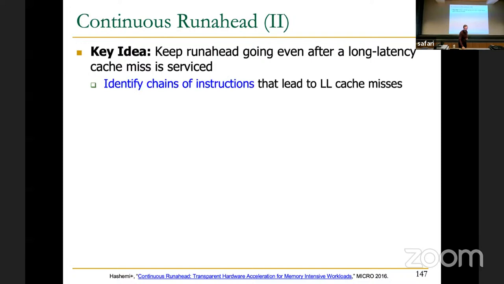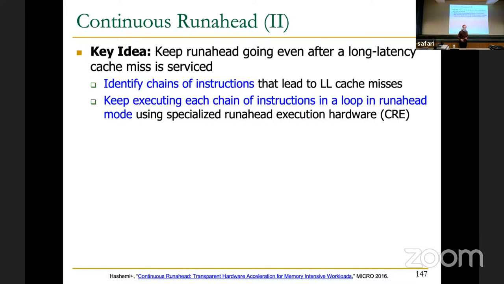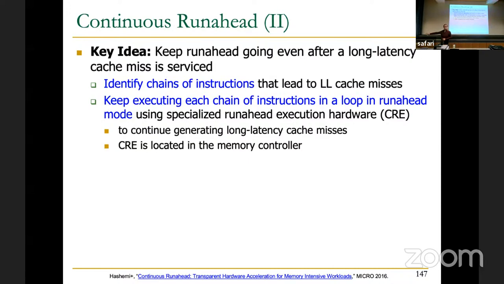Basically, identify chains of instructions that lead to long latency cache misses. We do it purely in hardware, because in hardware, you can actually construct this dependence chain by looking at the out-of-order execution engine. And you keep executing each chain of instructions in a loop in run-ahead mode using specialized run-ahead execution hardware, which is called the continuous run-ahead engine. And the interesting thing over here is that you want to continue generating long latency cache misses. And this is located in the memory controller. Basically, now push the run-ahead engine to the memory controller so that the memory controller quickly executes these things.